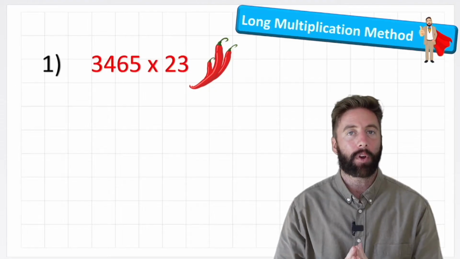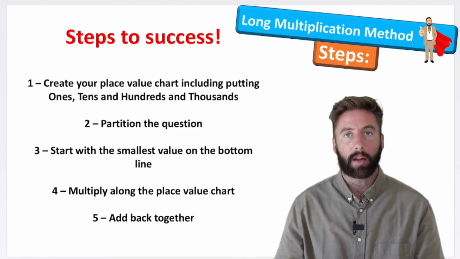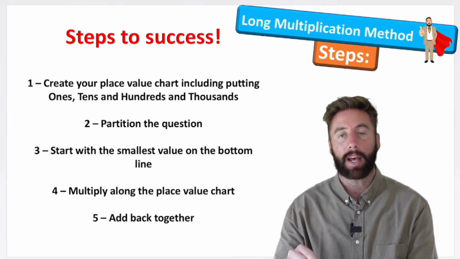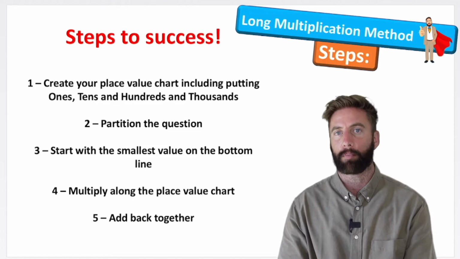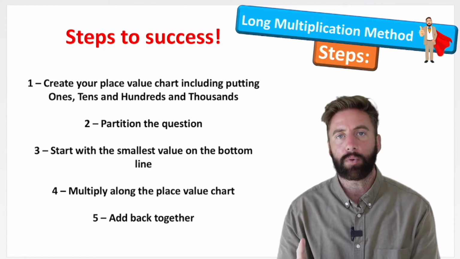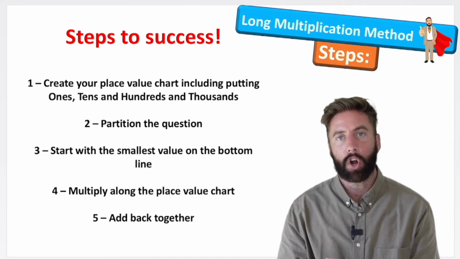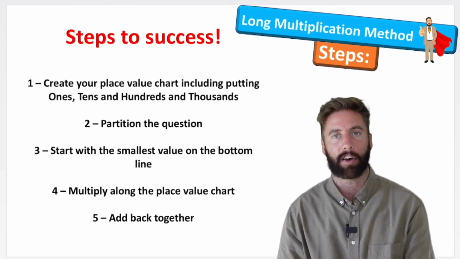Okay, so the example we're looking at is 3,465 multiplied by 23. And if we just look at our steps to success, the first thing we need to do is make sure we arrange our columns and make sure we put our titles on top of those columns so that we don't put a number in the wrong place. Then we're going to partition the question. We'll understand what that means in a minute. Then start with the smallest value on the bottom row and work our way up. And finally, we're going to add it all back together to get our final answer.